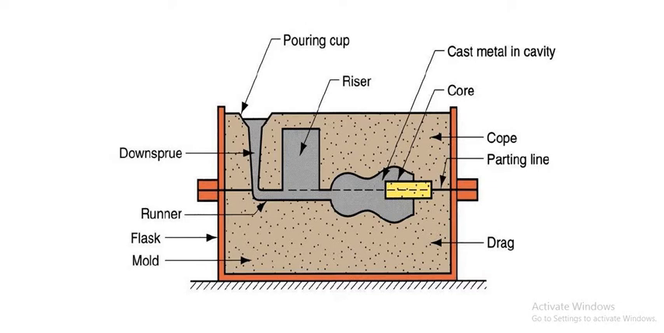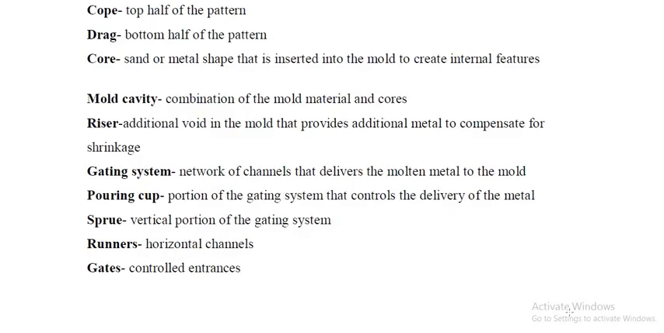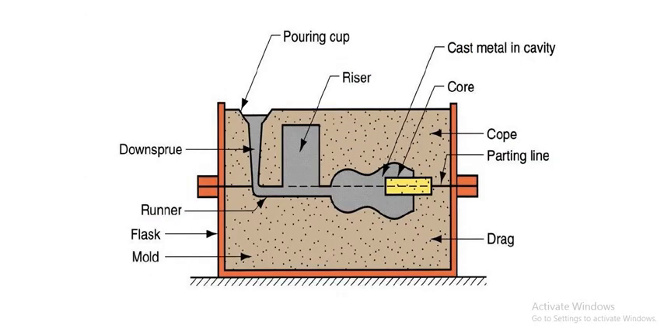What is a core? Actually, a core is a sand or metal part which is put into the mold for the creation of internal fissures. What does it mean actually? In metal castings we require some internal shapes, so it is inserted into the mold cavity to prepare those internal features. Here, if you see, this is the core. This is the internal shape which is inserted into the mold cavity for preparation of the internal features required for the casting.